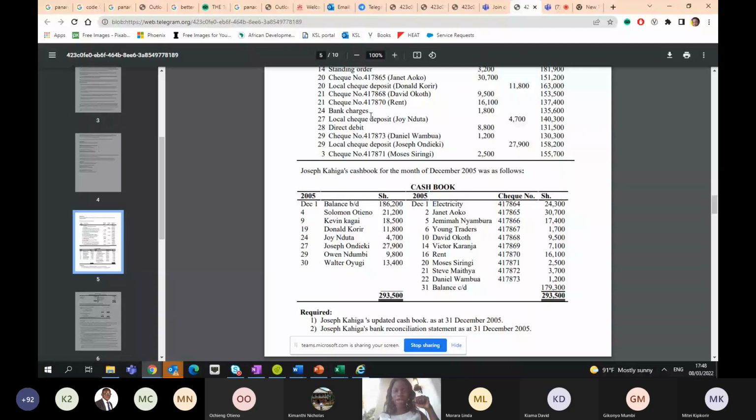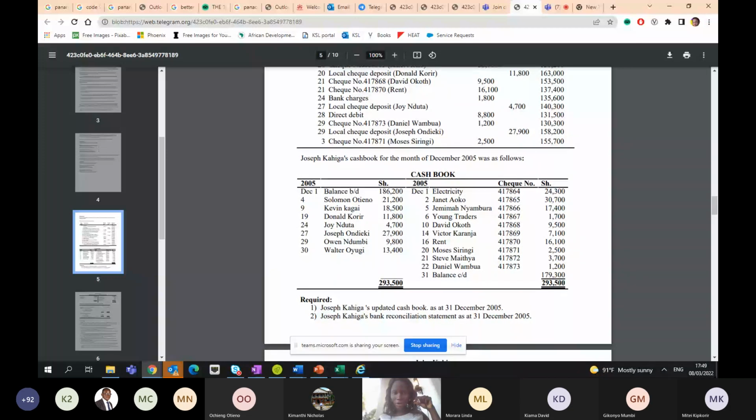Then we go to Daniel Korir, 11,800. It's on this side, so we check that it's here and the amount is correct. Basically, when you're checking, check that it has to be on the opposite side of the bank statement, but you also need to check that the amounts are correct, because some of the errors are more like casting errors. For that reason, you have to look at that too. Now the next one is David. David is a debit, so it will come on this side, and it's 9.5, it's okay.